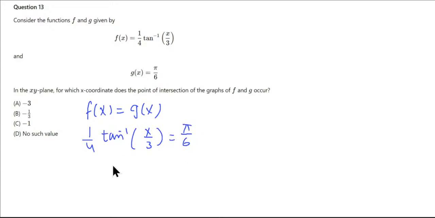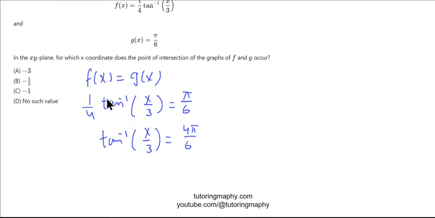I multiply both sides by 4. So tan inverse of x over 3 should be equal to 4 times pi over 6, which also means that tan inverse of x over 3 is equal to 2 pi over 3. Now at this point, we are tempted to just take tan of both sides, so x over 3 is equal to tan of 2 pi over 3. We can find tan of 2 pi over 3, multiply both sides by 3, and that's our answer.